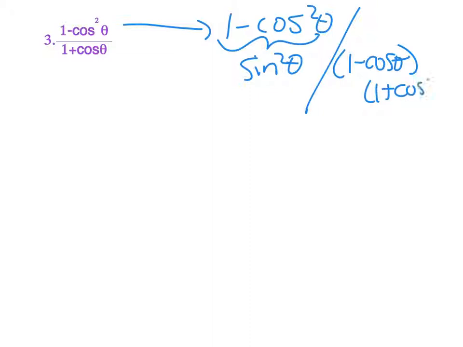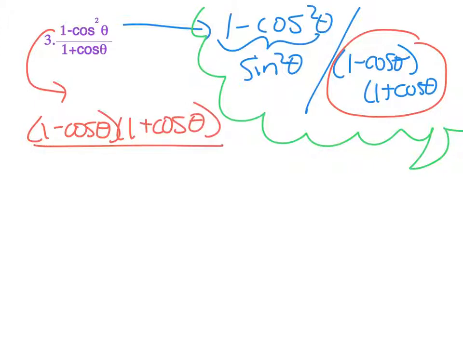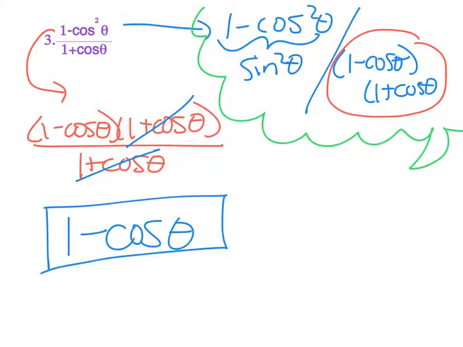1 plus cosine. So anytime that you have difference of squares, you're going to have two options when you're doing these problems. And in this case, this is going to help me more. So I'm going to change 1 minus cosine squared to 1 minus cosine and 1 plus cosine over 1 plus cosine. When I do that, as long as my factor is exactly the same, I can cancel it, and I'm left with 1 minus cosine theta. So you want to try to get it down to a single term if you can. Sometimes if you have a 1 in it, that's fine, but get it down as low as it will go.